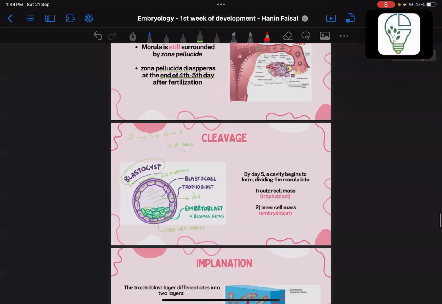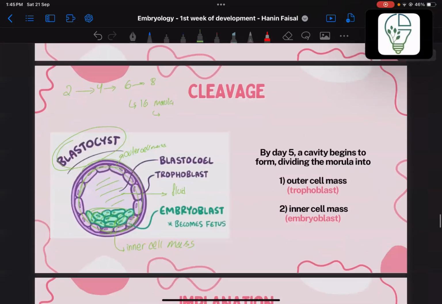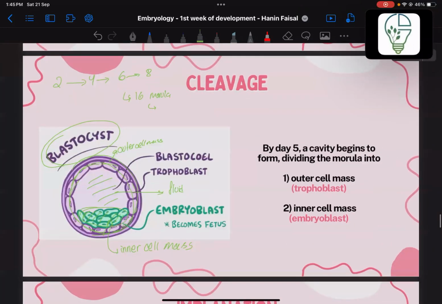So what's the difference between a morula and a blastocyst? Fluid started accumulating here, and this is called the blastocele. Here, this is the inner cell mass, and the ones on the outer are going to be the outer cell mass. So by day 5, the morula is going to divide and form this blastocyst, and the blastocyst is made of 2 things, the inner cell mass and the outer cell mass.